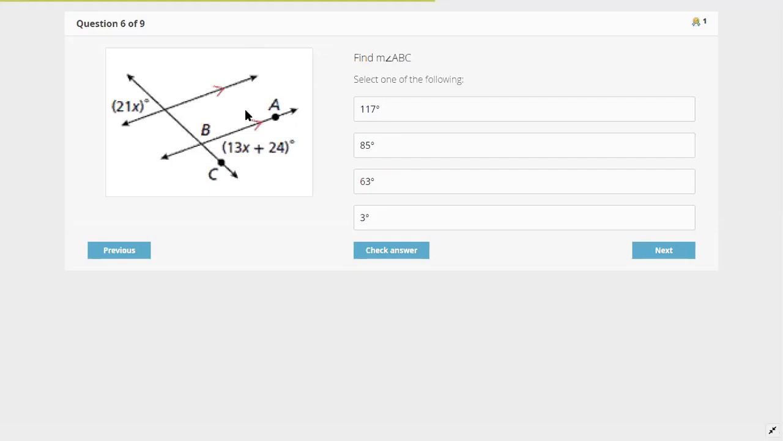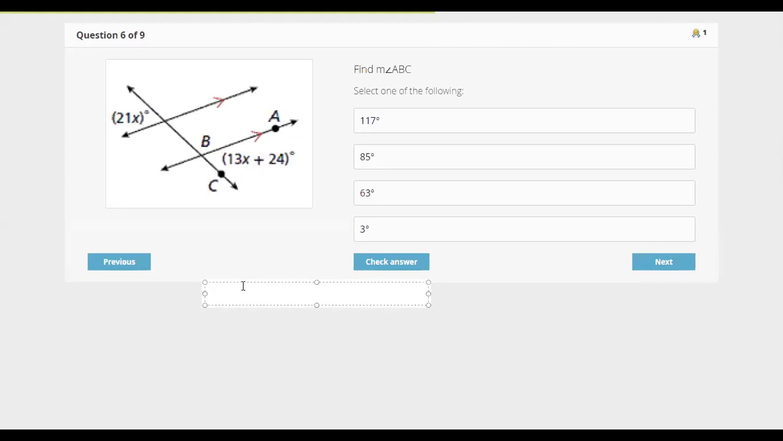Anyone ready? Yes. 21x equals 13x plus 24 because they are alternate exterior. Very good. So let me write what you said, Fadia, please. Fadia said that they are alternate exterior and they should be equal in measure, which means 21x will be equal to 13x plus 24.